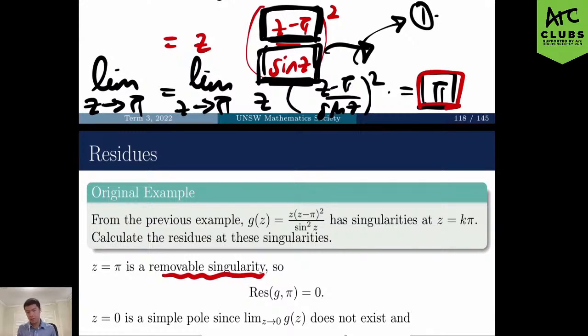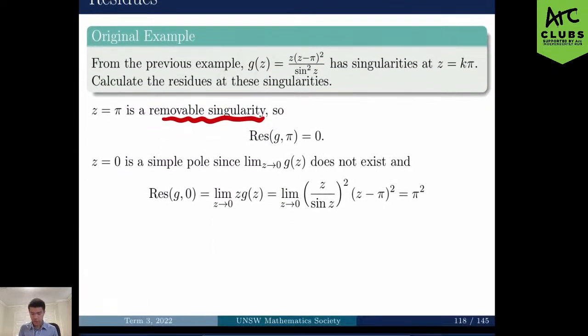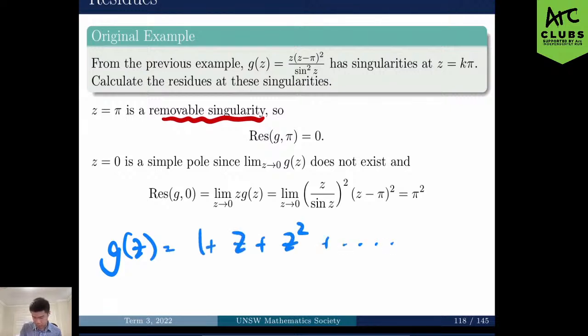Recall that the residue is going to be the coefficient of the reciprocal term. So if it's removable, there's no reciprocal term, right? If there's no reciprocal term, then the residue will be equal to 0.